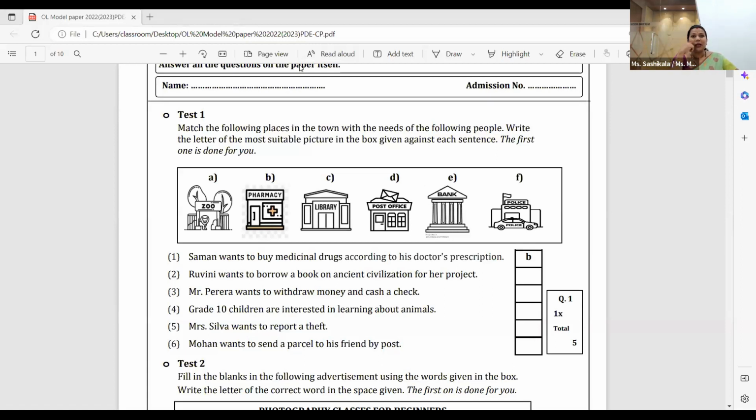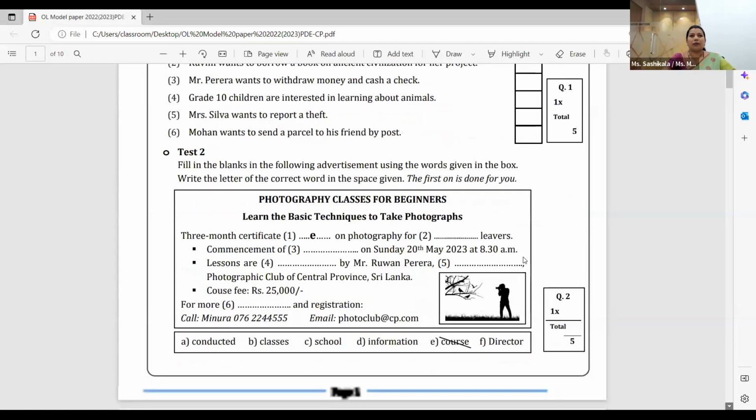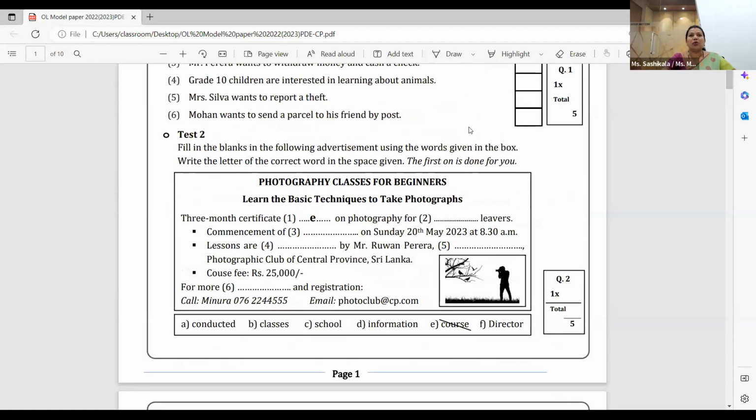Madam, there's a question. Madam, can you share the tute? We have already shared the paper, it's there. Can you please check in the chat box? We have already shared. Okay, let us move to the second question.